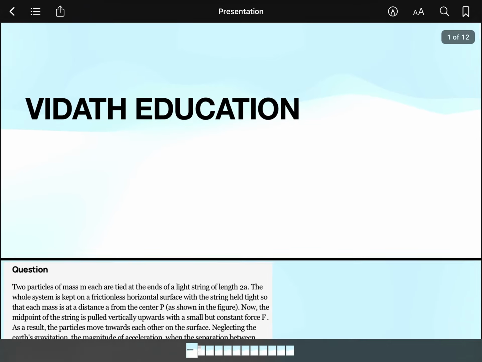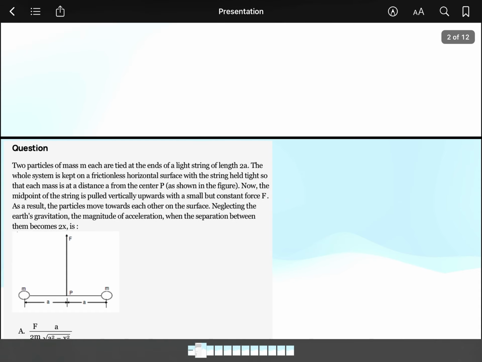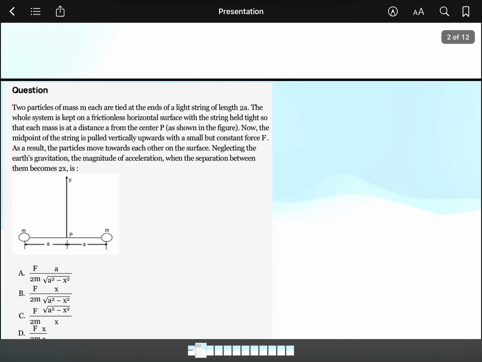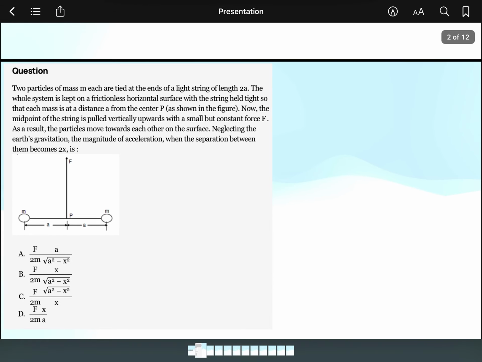So this is a question from IIT JEE PYQ. The question is from the chapter Newton's laws of motion. Two particles of mass m each are tied at the ends of a light string of length 2a. The whole system is kept on a frictionless surface with the string held tight so that each of the masses is at a distance a from this point P as shown in the figure.